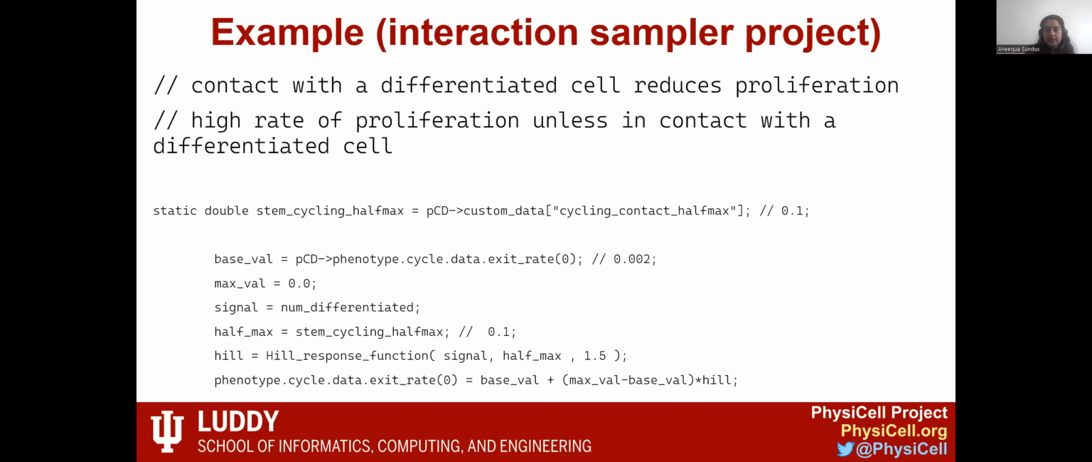So what is the signal? The signal is the number of differentiated cells, and the behavior is to change the exit rate from the cycle. So we are reducing the cycle rate, and we do that by adding to the base value the maximum value minus the base value times the hill function, which is your normal hill function. Using this function, we have attached a behavior to a signal. The signal is the number of differentiated cells, and the behavior is to reduce the proliferation rate, and that's how we can do that.